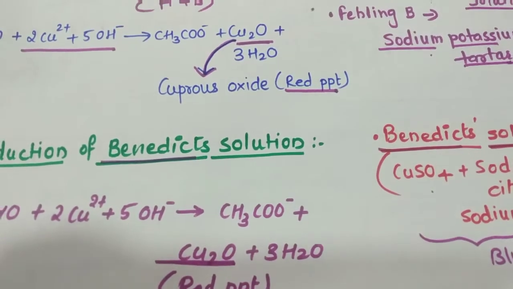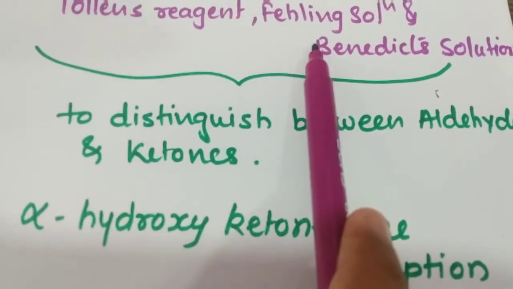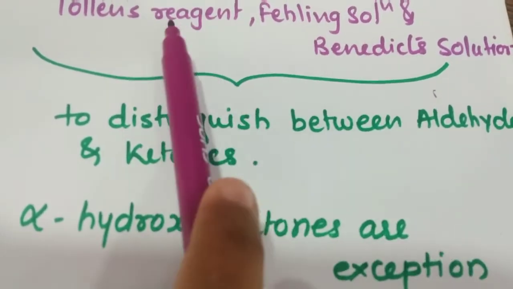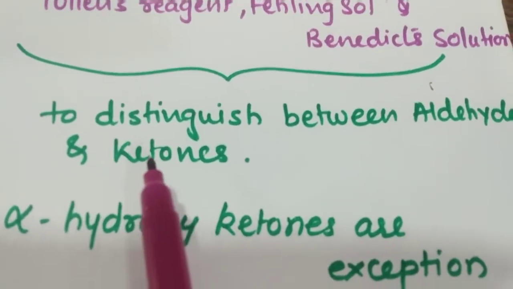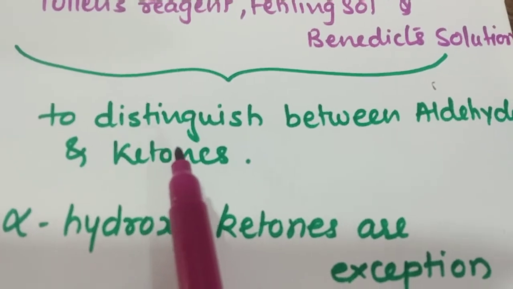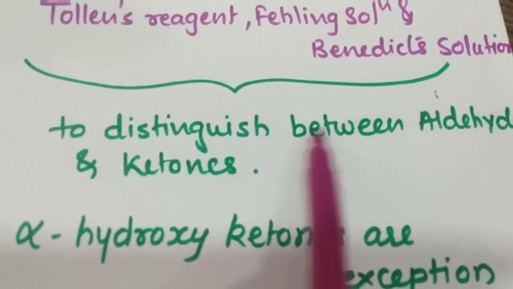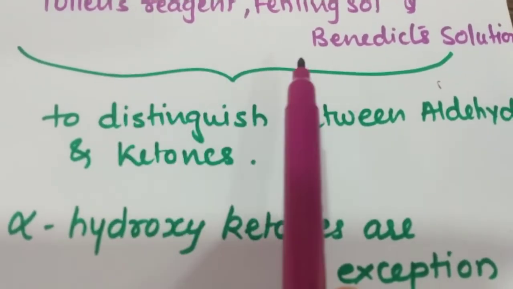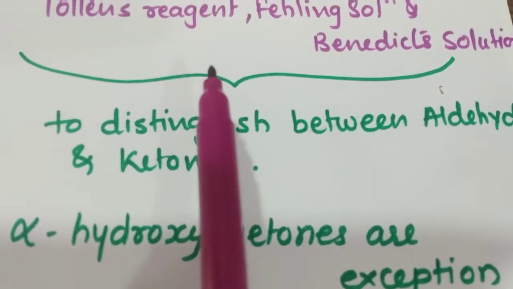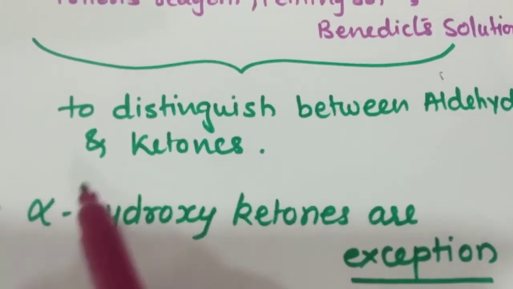Now students, one more thing here. As we know, Tollens reagent, Fehling solution, and Benedict solution, all these three are used to distinguish between aldehydes and ketones. Why do we say this? Because none of these can oxidize a ketone, and actually they fail to react with ketones.